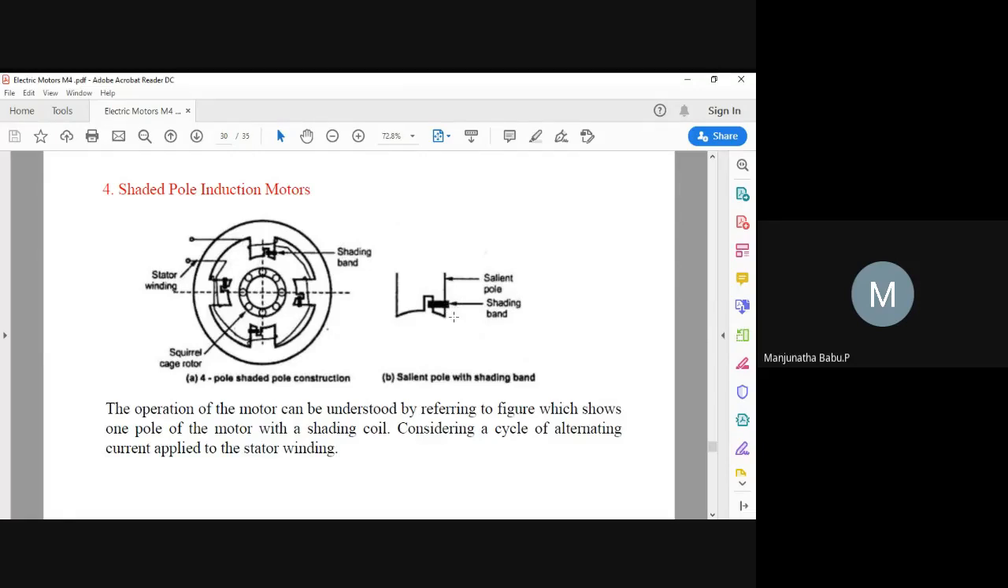Now, the single phase AC supply is switched on to the stator conductors, which will be placed on the poles. Due to the shaded portion provided on the poles, the rotor magnetic field is produced. Due to this, the rotor magnetic field will experience a synchronous speed, Ns is equal to 120 F by P.